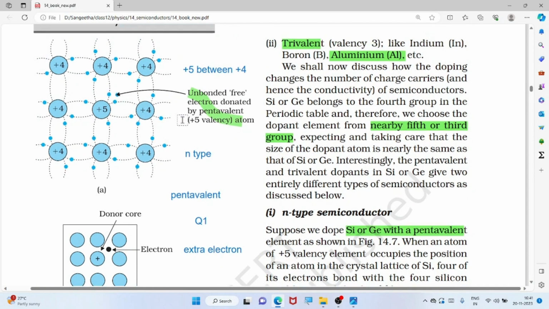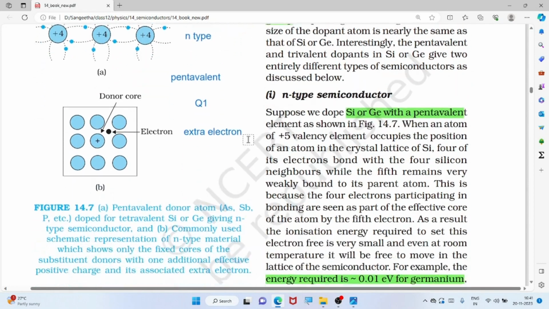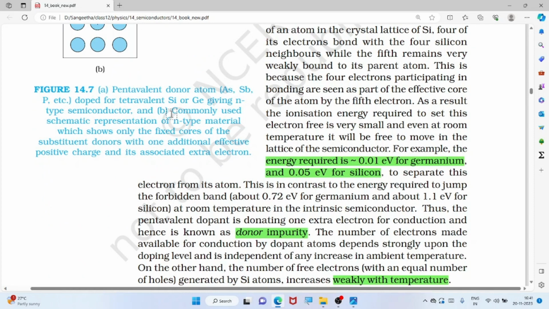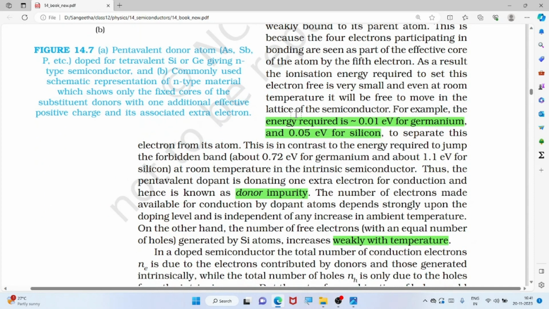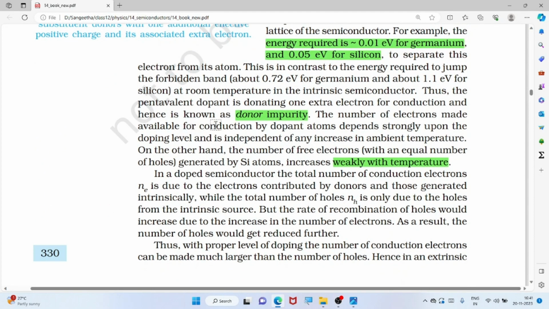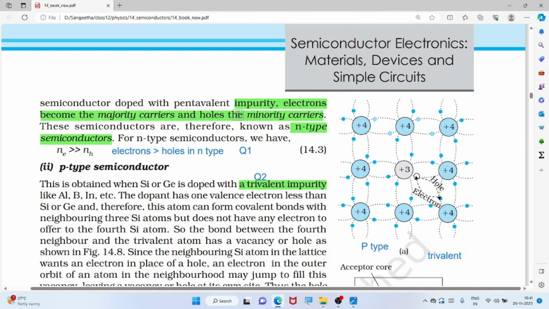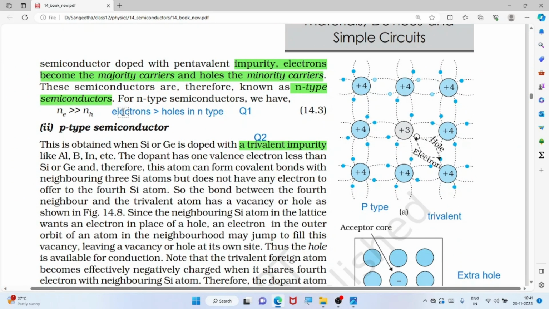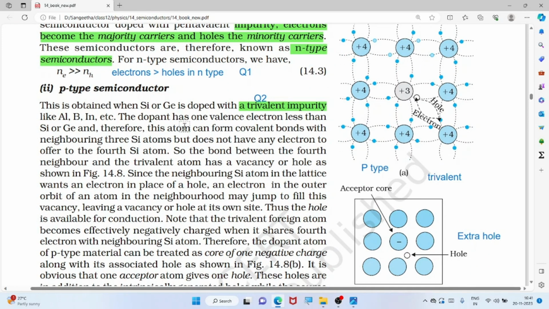So this is an n type semiconductor. Here more electrons are free. This is called n type. So in an n type semiconductor there are more electrons than holes. But in the p-type semiconductor, we are adding a trivalent impurity.